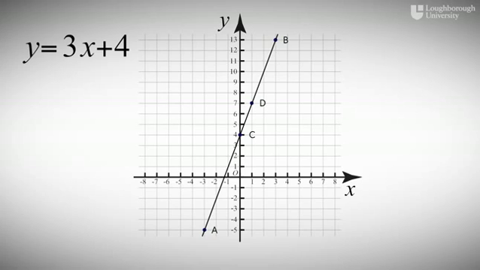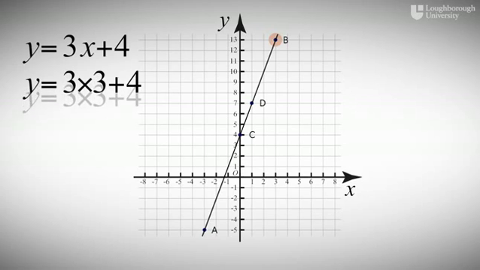We can check whether this is correct by substituting other known points. For example, using point B, where x equals 3, and substituting x equals 3 into the equation y equals 3x plus 4, we find that y equals 3 times 3 plus 4, which equals 9 plus 4, which equals 13. So if the equation we have calculated is correct, the point (3, 13) must lie on the line. Inspection of point B on the graph allows us to verify, or see, that this is indeed the case.